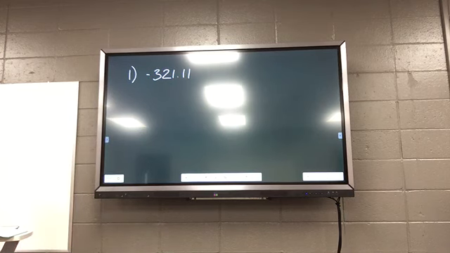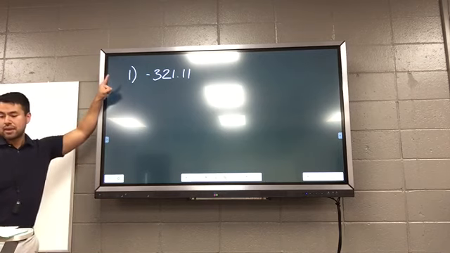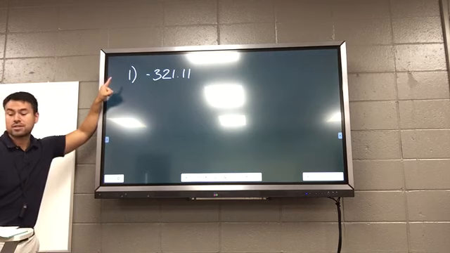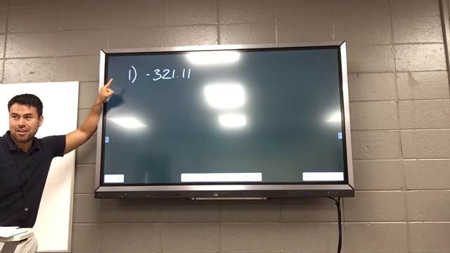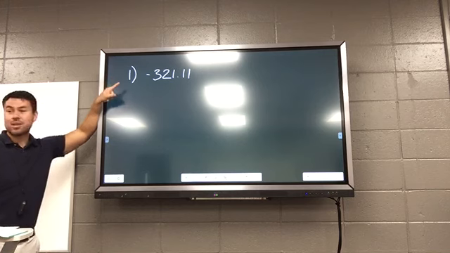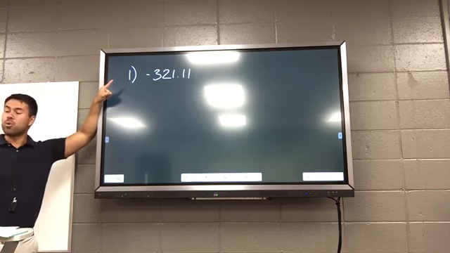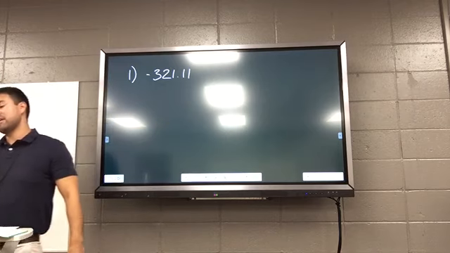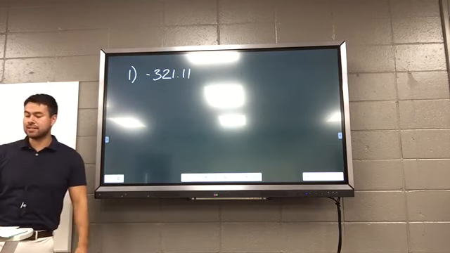So negative 321.11. This is how I do this problem. Let me ask this question. Is it a whole number? No. So I move on to the next category. Is it an integer? Oh, there's a debate. An integer is a whole number or its opposite. So is it 0, 1, 2, 3, 4, 5, 6, 7, 8, 9, 10, and so on, or negative 1, negative 2? Nope. It is not an integer.